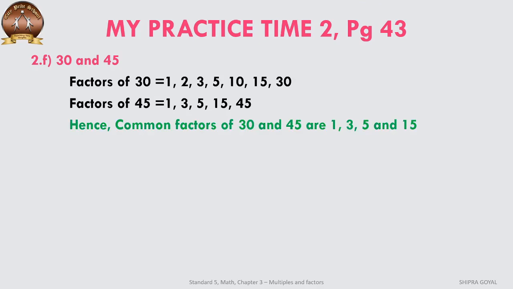Hence, the common factors of 30 and 45, as you can see, 1 is common in both of them, 3 is common, and then 5 is common, and then 15 is common. So, the common factors of 30 and 45 are 1, 3, 5 and 15.